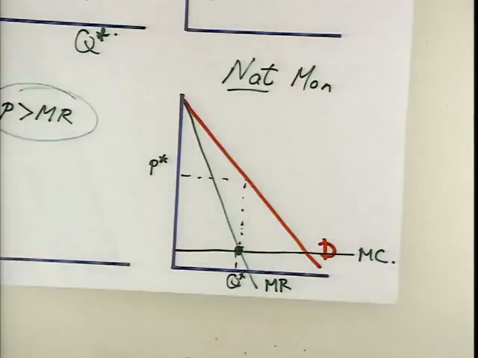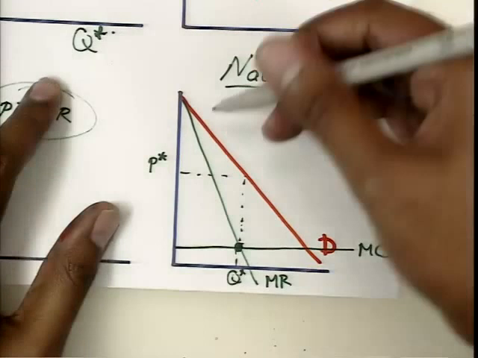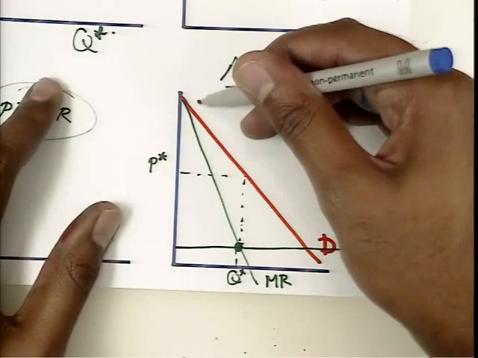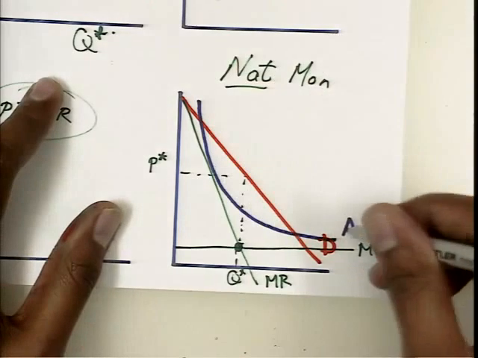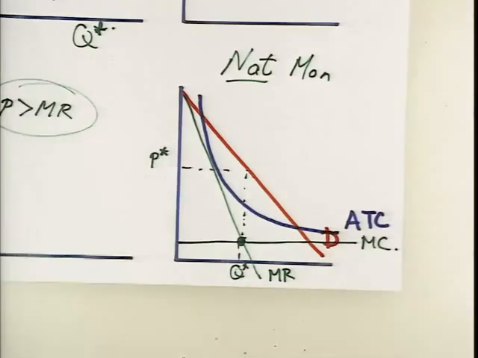The other special feature of a natural monopoly is the shape of its ATC curve is no longer U-shaped. In a natural monopoly, the ATC curve has a downward sloping shape. It looks like your average fixed cost curve. It's simply a special case of a monopoly.